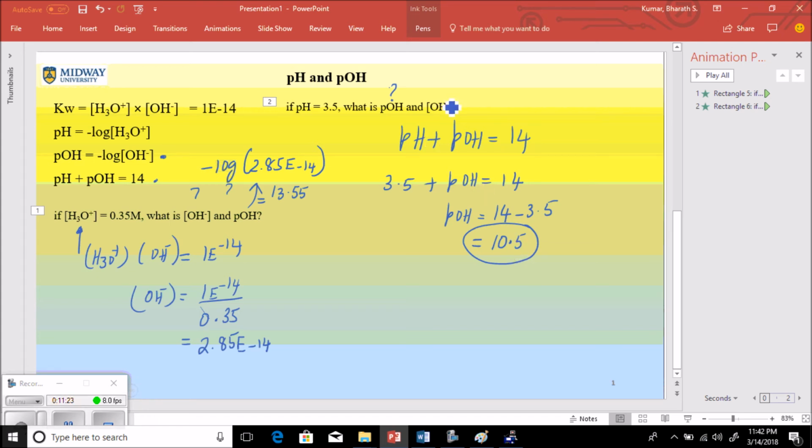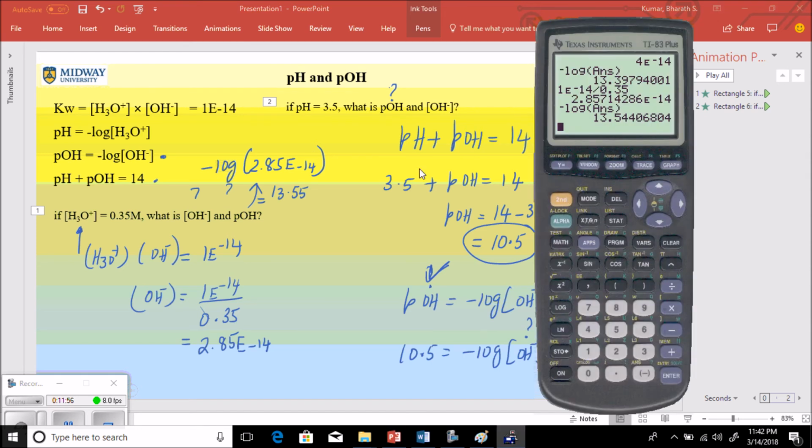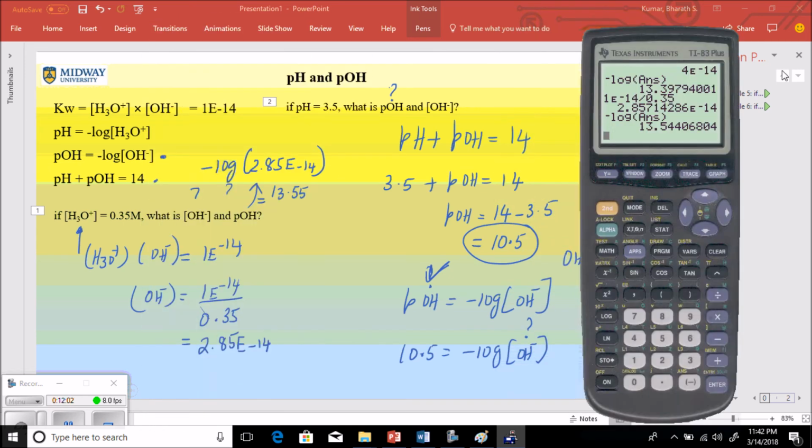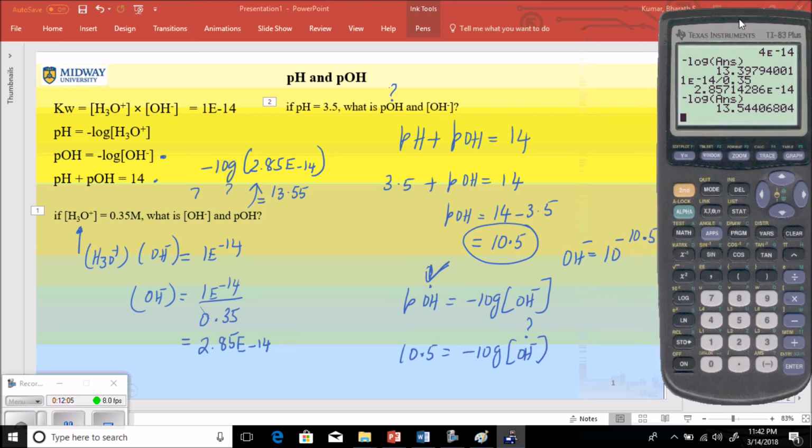That's pOH. How do we find OH minus? All right, so pOH equals negative log of OH minus. We know this. We want to find this. This is very interesting. People that are math oriented will really like these things. So OH minus would be 10 to the negative 10.5. This is how we are going to physically enter it on the calculator. Okay, let's actually see how it's done. I'm going to move this calculator to this side so you can see it.